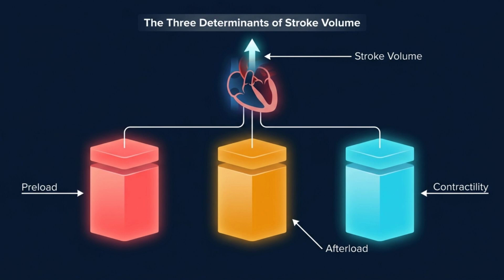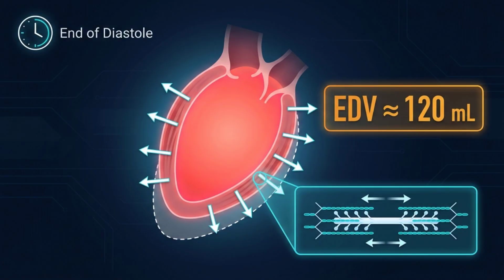Preload, afterload, contractility. These are the three determinants of stroke volume, and students mix them up constantly. Let's pin them down. Preload is the degree of ventricular stretch at end diastole. Technically, it's wall tension right before contraction begins. In practice, we approximate it by end-diastolic volume.